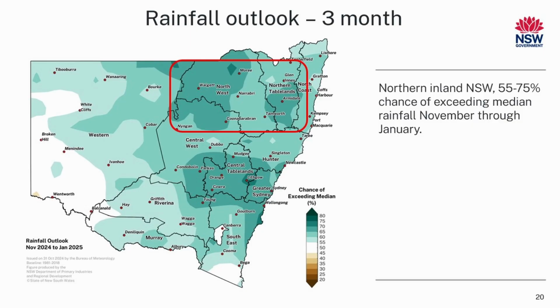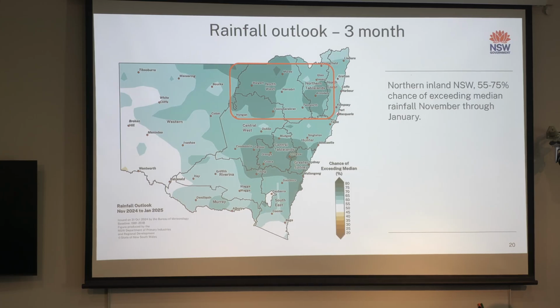So, bringing us to the outlook. That crystal ball, someone got that crystal ball handy? The Bureau is suggesting the 3-month outlook for New South Wales is pretty positive. It's looking quite nice. In the red box, northern New South Wales, it looks like the chance of exceeding median rainfall is quite good. 55 to 75% chance of being above median rainfall over the next 3 months. That'd be great. But remember what the forecast was last September?